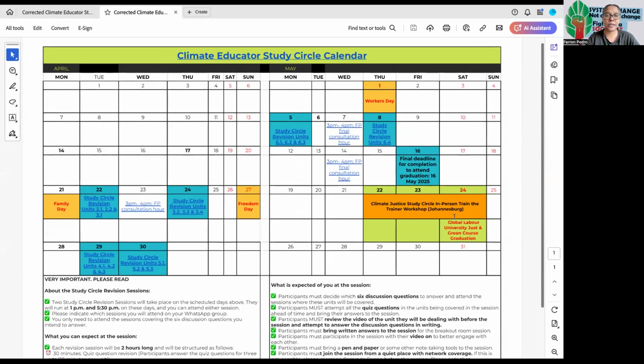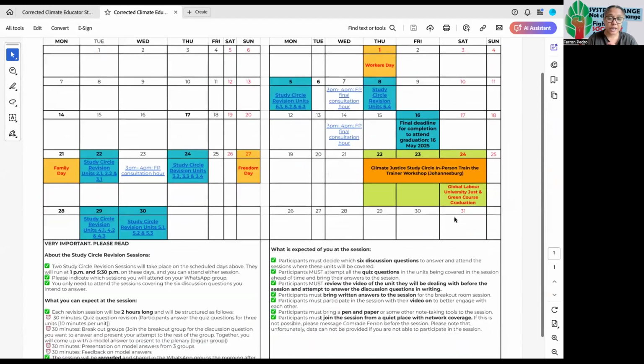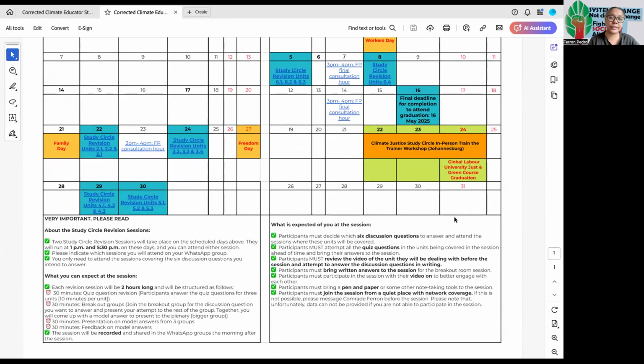So this revision calendar includes sessions at 1 p.m. and at 5:30 p.m. So there will be two study circle revision sessions on the days that you can see on the calendar, covering the chapters and units reflected on the calendar. The sessions will run at 1 p.m. to 3 p.m. and at 5:30 p.m. to 7:30 p.m. So you need to indicate which sessions you will be attending. You can do that on the WhatsApp group in the events page that I've created in the announcements group, or you can just complete the form that I've circulated today.